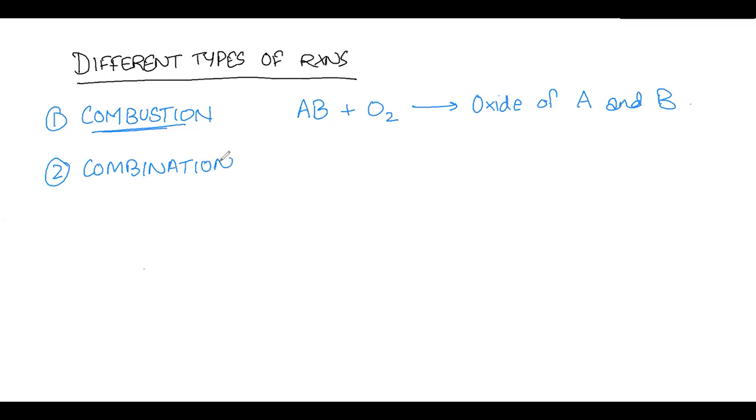Now, as the name suggests, a combination reaction is where we have two different reactants which combine to form a single product. So this is what a combination reaction is. Basically, combination happens over here. Now moving ahead with the third reaction, we'll be discussing these in detail, so don't worry.